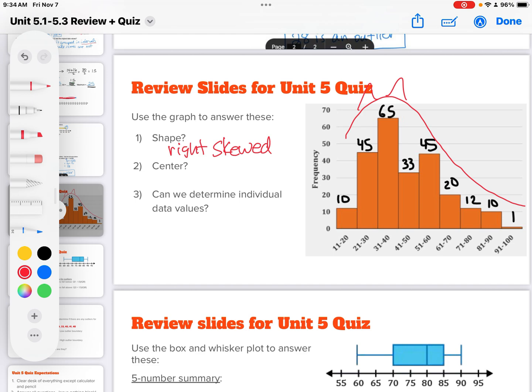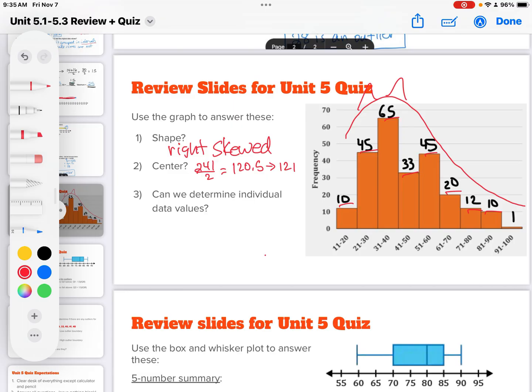In the center, we're going to add these numbers up. I'm not going to write it all out, but I'm going to take my calculator and add 10 plus 45, plus 65, plus 33, plus 45, plus 20, plus 12, plus 10, plus 1. I get 241 when I add all that up. I need to divide that by 2, so I get 120.5, which will round up to 121.